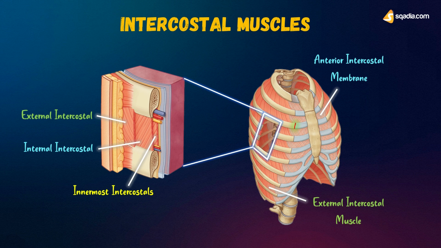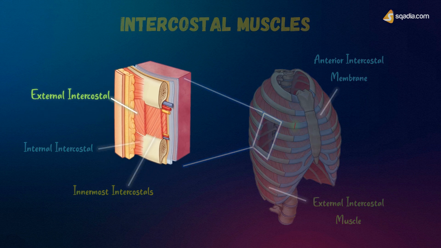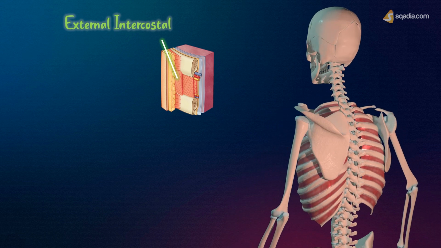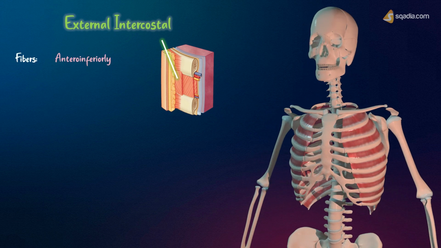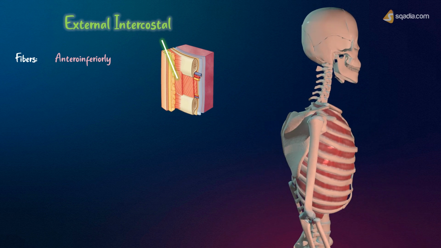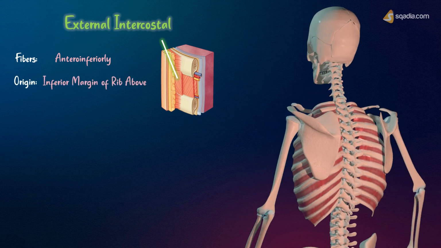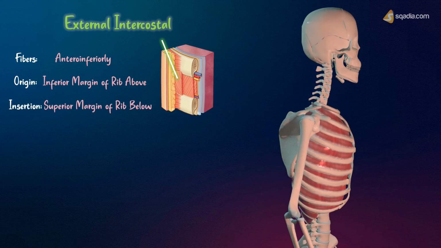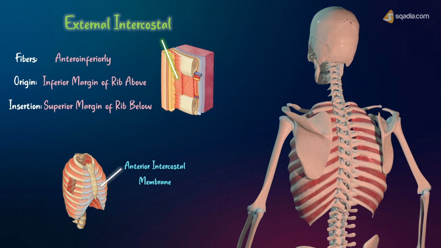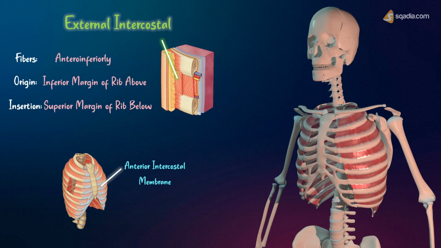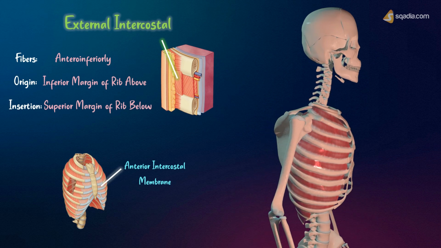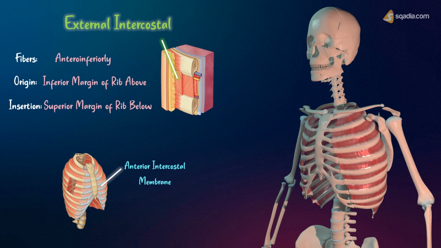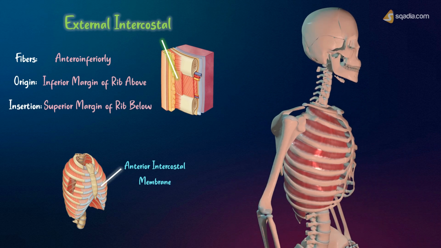Let's start from the most superficial one, the external intercostal muscle. Well, the fibers of external intercostal muscle run anteroinferiorly, that means downwards and forwards, originating from the inferior margin of rib above and inserting into the superior margin of rib below. These muscles extend around the thoracic wall from the vertebra posteriorly to the costochondral junction anteriorly, as you can see in the video. And this is where it becomes the thin anterior intercostal membrane.